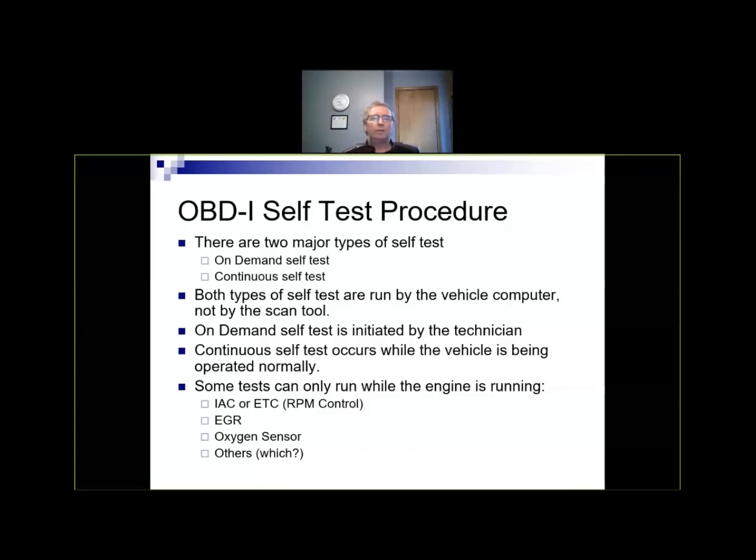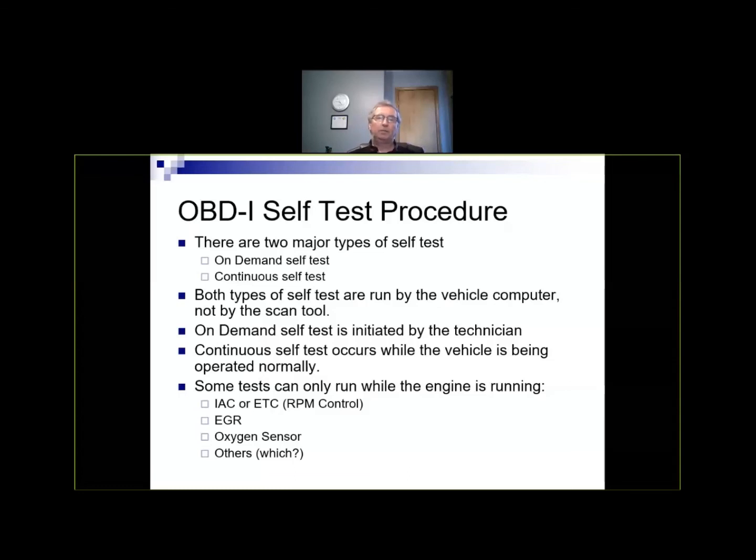What else? One thing I think of, variable valve timing, right? It needs the engine to be running, needs that oil flow. So it can energize cam phaser solenoids and then look at cam position sensors to see if that cam is moving the way it's supposed to, advancing the way it's supposed to. So you can ask the computer to do the test, but it can only do them when the engine's running.